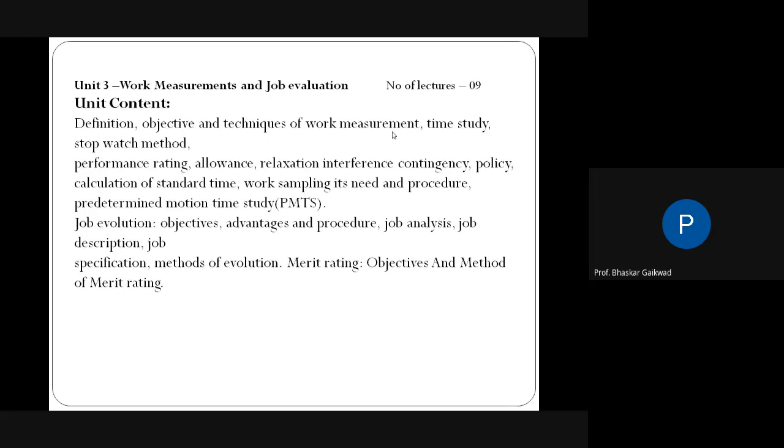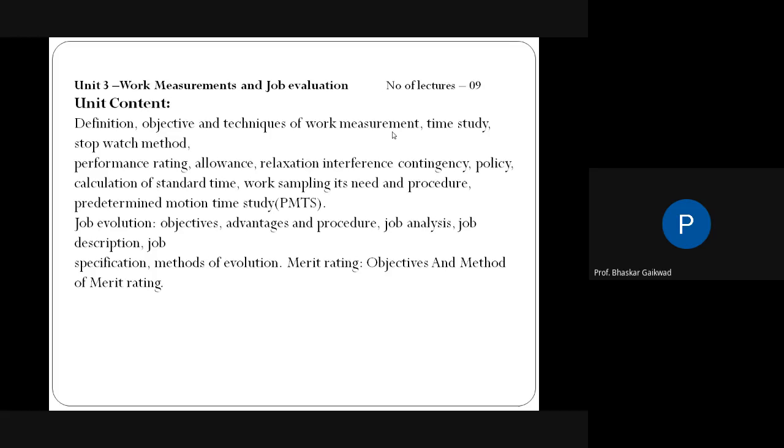So job evaluation means deciding the worth of a job. For example, for manufacturing a pattern, how many rupees should be paid, that you have to decide. And how to decide, there is a technique, and that technique is called job evaluation. So what are the objectives of job evaluation? Decide the worth. Once we know the worth of a job, then we can calculate how many rupees we are going to pay for that worker.